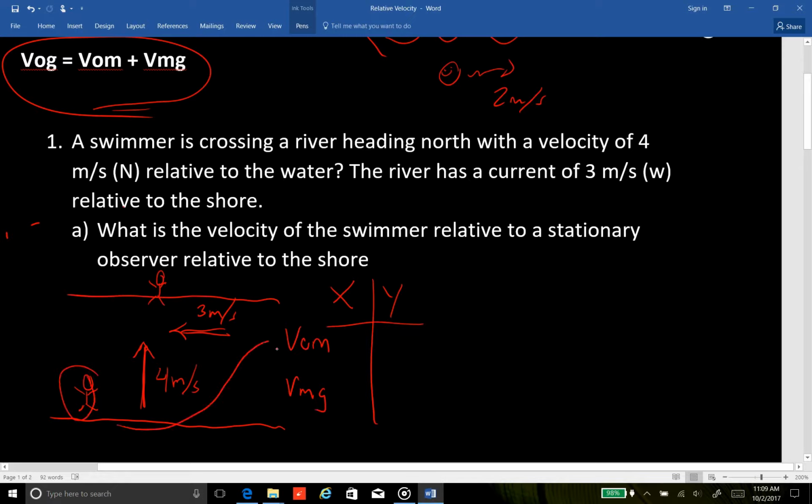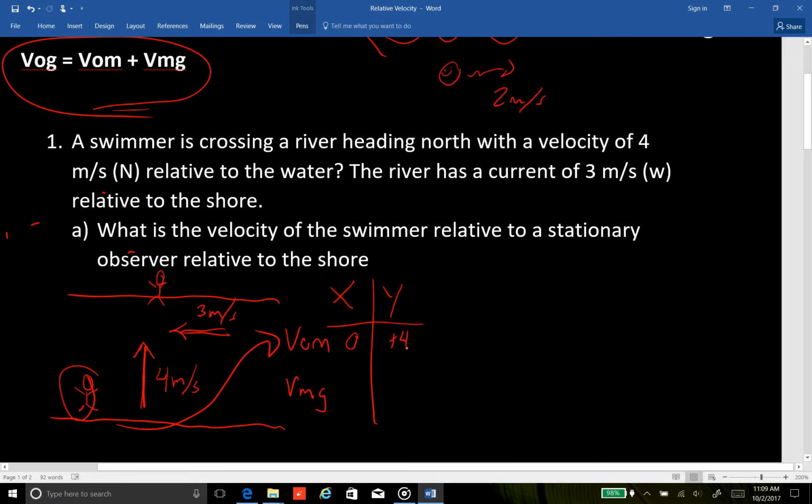which is the object relative to the medium. If you had to give that a coordinate, what would its x value be? 0, right? So that would be 0. What would its y value be? Plus 4. Okay. Is this anything different than what we've done?